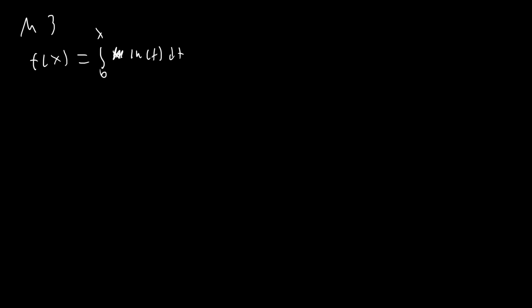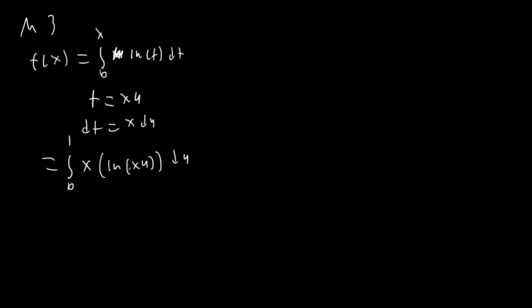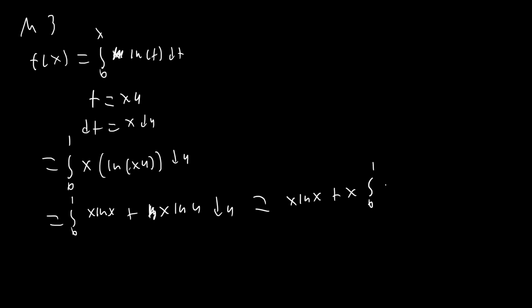Now something really useful about the natural log is that when you have natural log of something times something else, you can split those apart really easily. So this allows us to let t equal x times u, and that way dt is going to be x times du. So we're going to get the integral from 0 to 1 of x times ln xu du, which is the same as the integral from 0 to 1 of x ln x plus x ln u all du. And overall, this is just going to be x ln x plus x times the integral from 0 to 1 of ln u du.